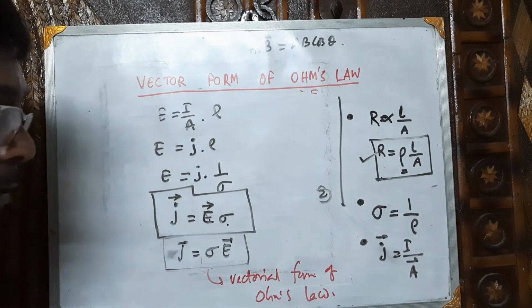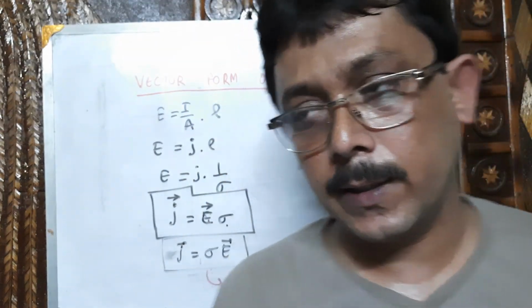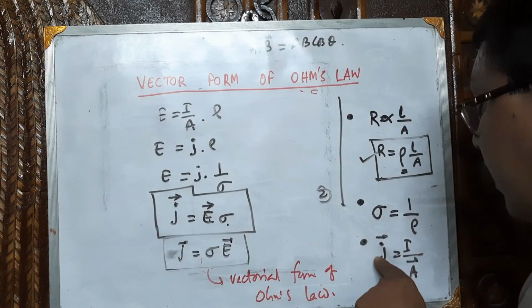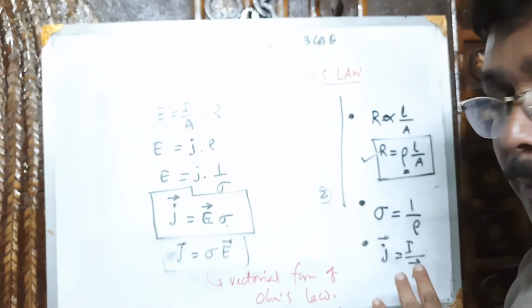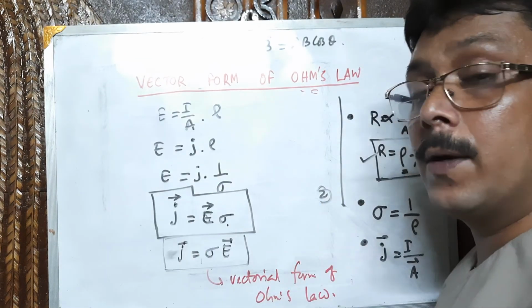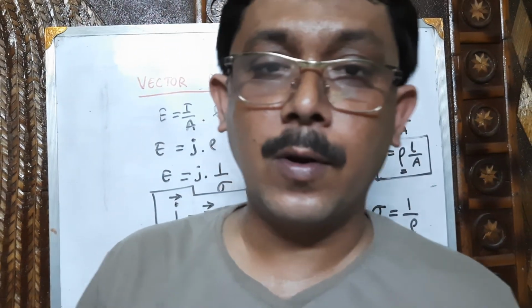So remember, if you want to write the vectorial form, current is a scalar quantity. You cannot convert it into a vector quantity. You have to introduce one new term that is called the current density J. And current density is current by area. Area is a vector. That's why this J is a vector. So from there we can write I equal to J dot A. That means this is the scalar product of two vector quantities. That's why current is a scalar quantity. And from this concept, we can write J is equal to electric field E into sigma. So this is the vectorial form of Ohm's law. Clear? So keep up to this much. This is the vectorial form of Ohm's law. Okay, bye.